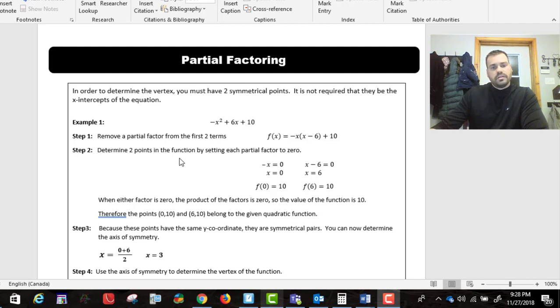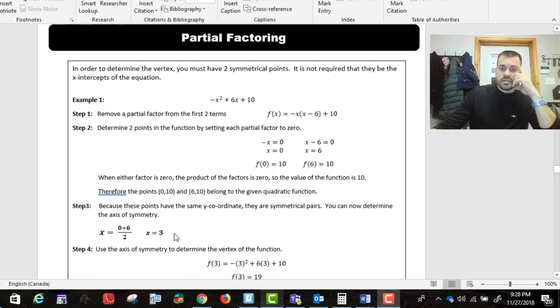And then what we do is we determine the 2 points of the function by setting each partial factor equal to 0. So we say minus x could equal 0, or x minus 6 could equal 0. And then when either of those factors is 0, instead of getting 0, we'll get 10, because there's a plus 10 at the end. So they both have a y value of 10. So we have these 2 points, 0 and 10, and 6 and 10. They're not the x-intercepts because they don't have a y value of 0, but they are symmetrical.